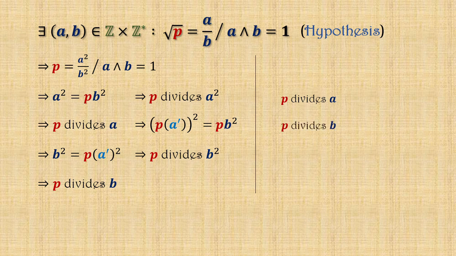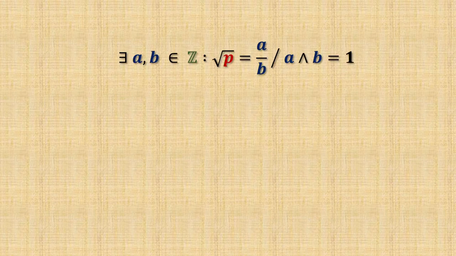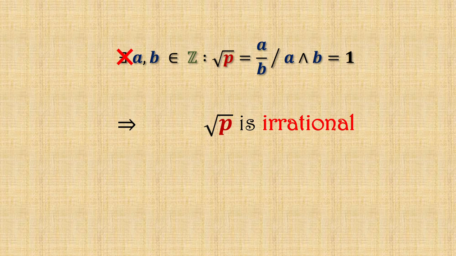Now, when we started developing our hypothesis, we assumed that a and b were coprime, and this contradicts the results we found during our deduction. We therefore deduce that there are no coprime integers a and b such that the square root of p equals a over b. And this allows us to conclude that the square root of p is an irrational number.